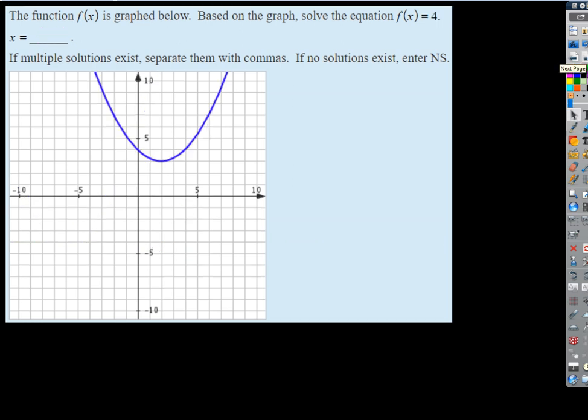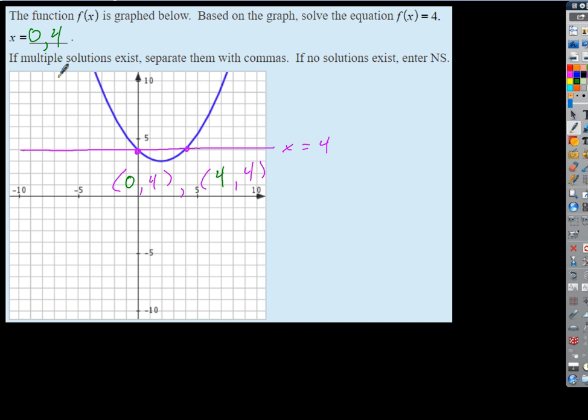How about that one? Where does f of x equal 4? So on this one, there's y equals 4, right? There's the line, y equals 4, and I do get 2 intersections, there and there, right? So y is 4 when x is 0 or 4. So my solutions are 0 and 4, separated with a comma.